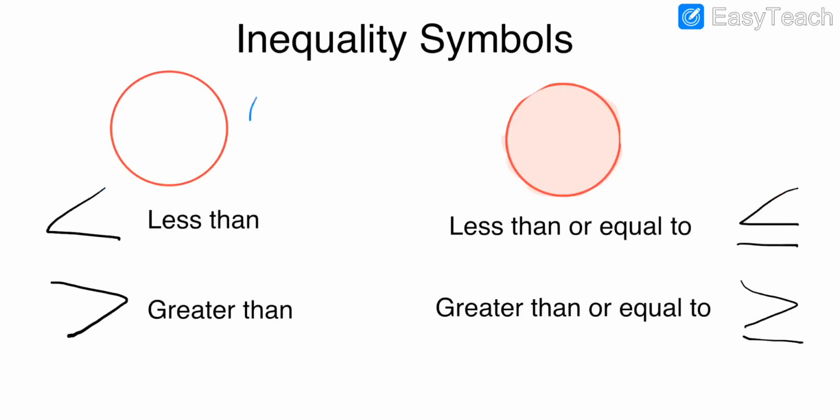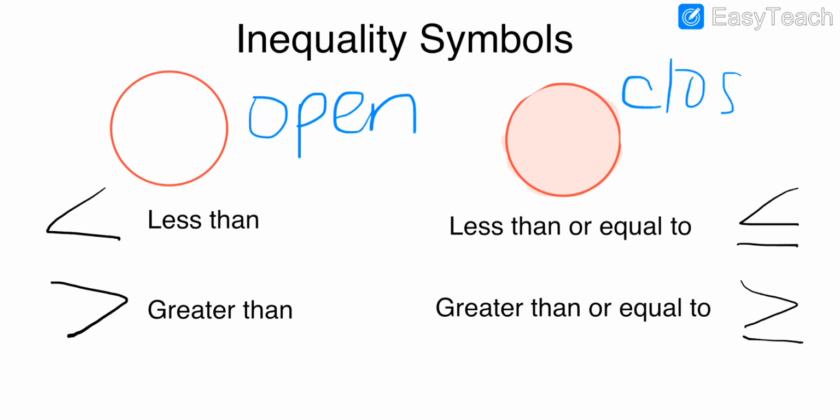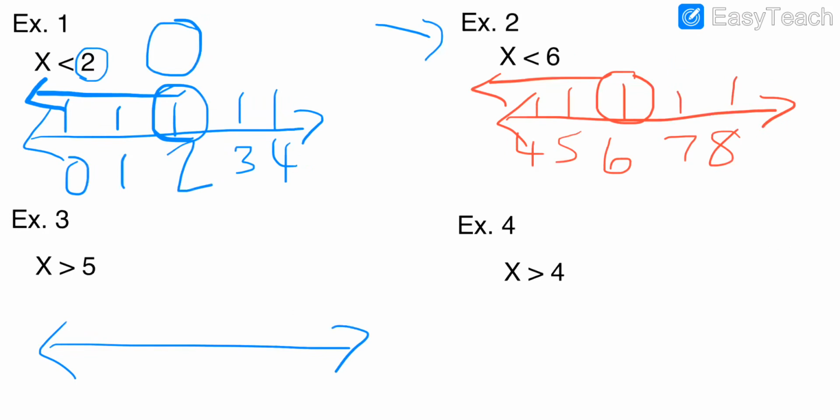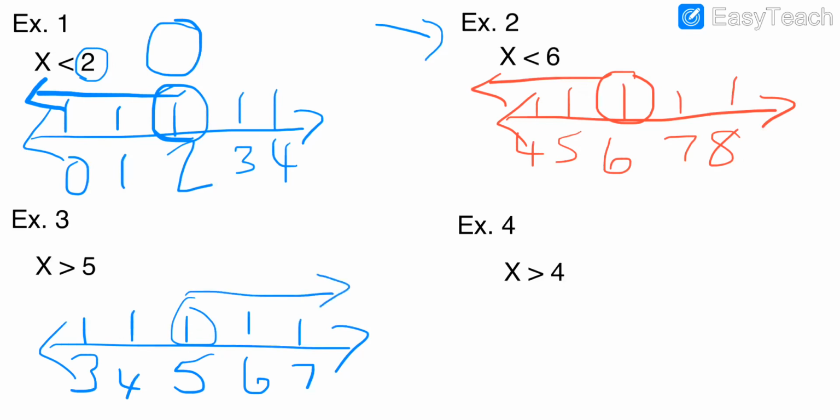Actually, this one would be open, and then this one would be what we call closed. So it falls under the open circle, so we have that at 5. My circle is open. I've got 2 numbers above, 2 below, and I'm looking for numbers greater than 5, which means I'm going to go to the right.